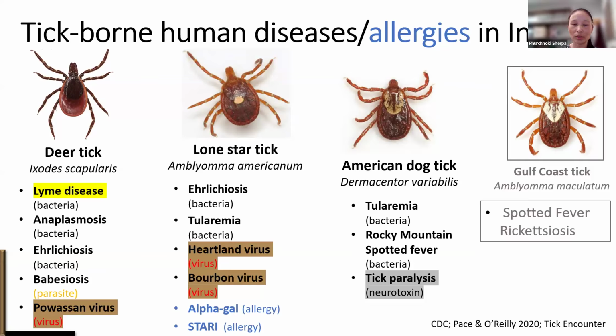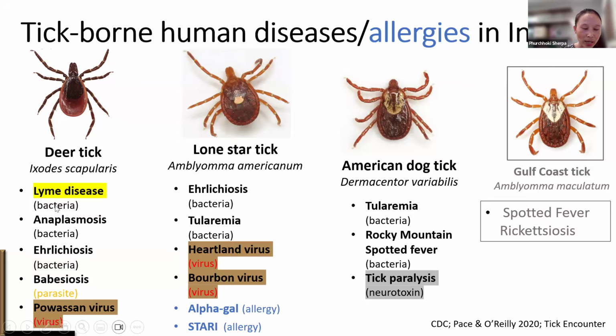So I haven't added males, which look totally different. Anyways, there are these ticks with their pictures, and below them is the list of the names of diseases or allergies that they can transmit. And within the parentheses are color-coded types of diseases those are, or allergies those are.